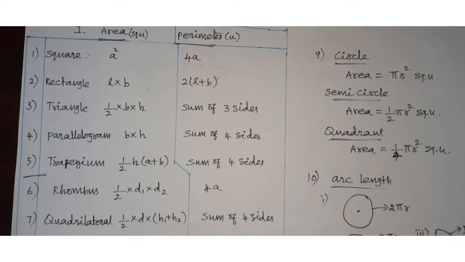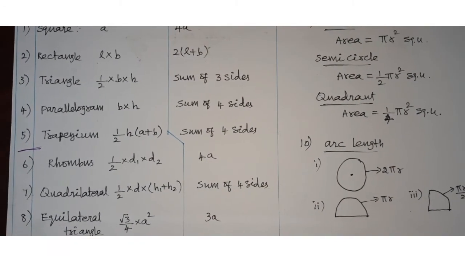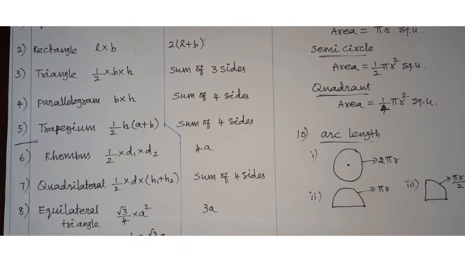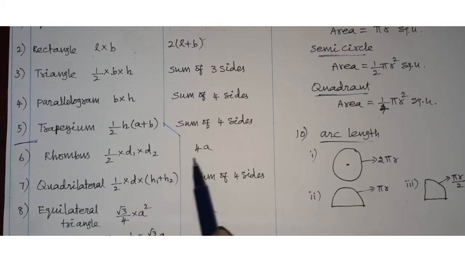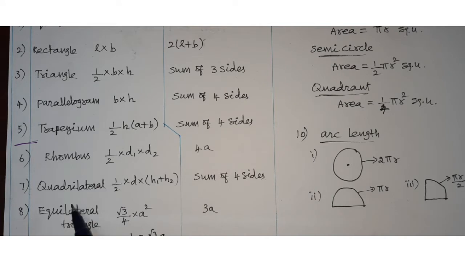The remaining 6, 7, 8 have no sums given based on these formulas, but they may ask in 1 mark or some example sums. So rhombus area equals 1 by 2 into D1 into D2. Perimeter 4A. And area of quadrilateral is 1 by 2 into D into H1 plus H2. Here also perimeter is the sum of four sides. And finally, equilateral triangle: area of equilateral triangle equals root 3 by 4 into a square.